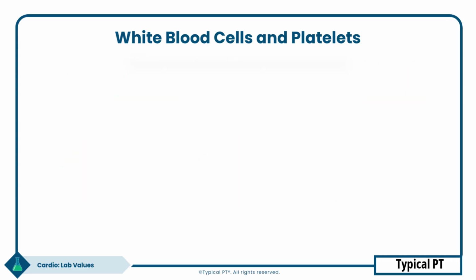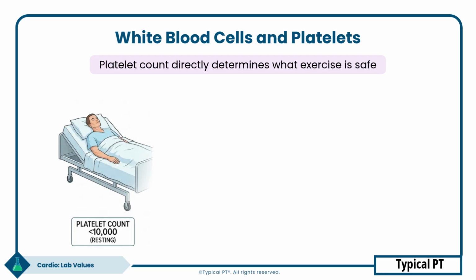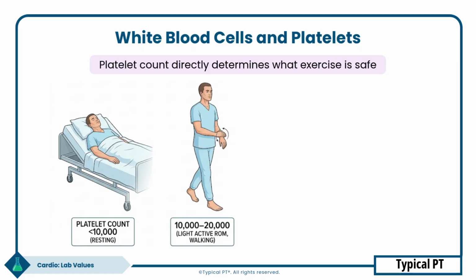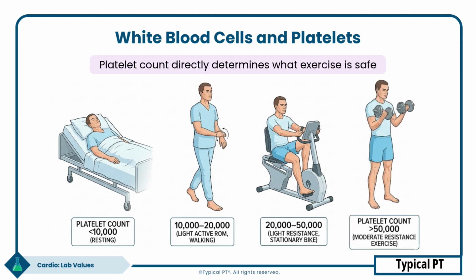As shown on the screen, platelet count directly determines what exercise is safe. Below 10,000, no activity at all. There is high risk of spontaneous hemorrhage with minimal trauma. Between 10,000 and 20,000, light active range of motion, walking, and ADLs only. No resistance. Between 20,000 and 50,000, you can add light resistance, walking, and stationary bike. Above 50,000, minimal to moderate resistance exercise is allowed.